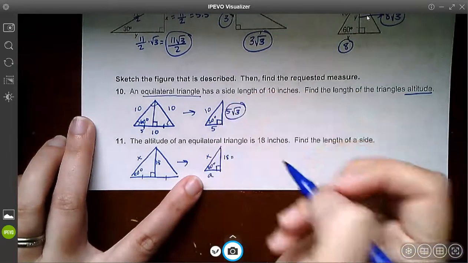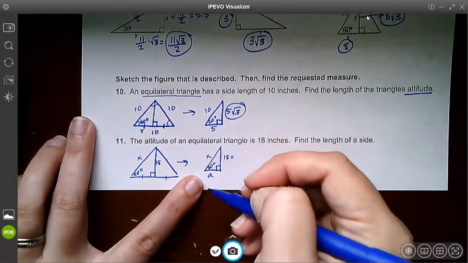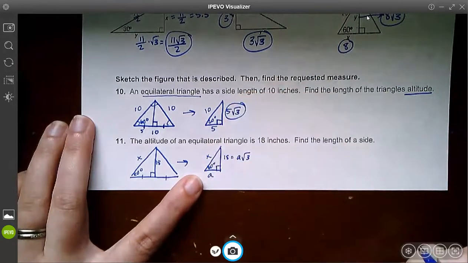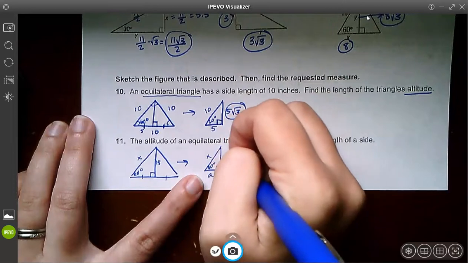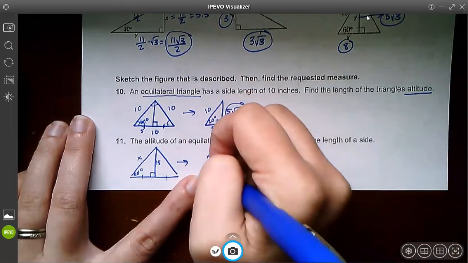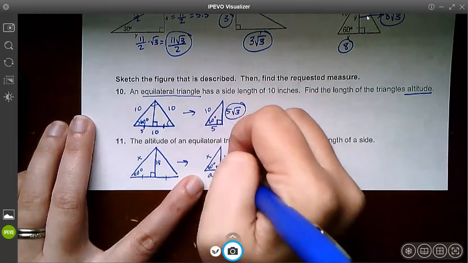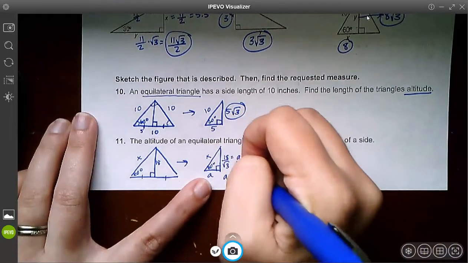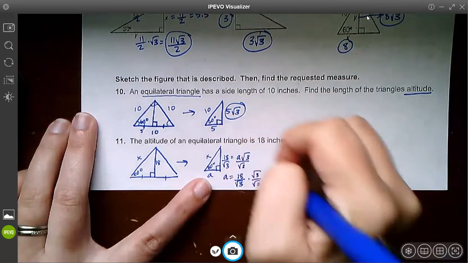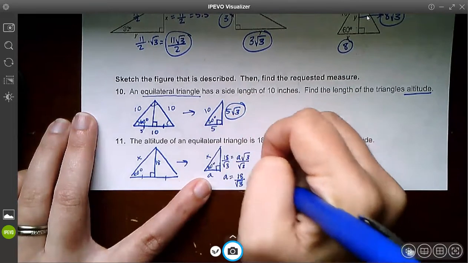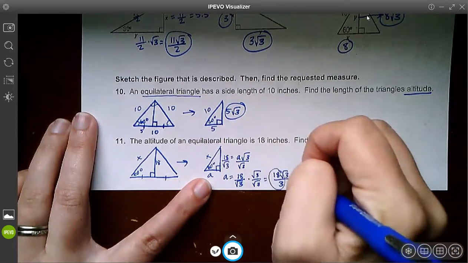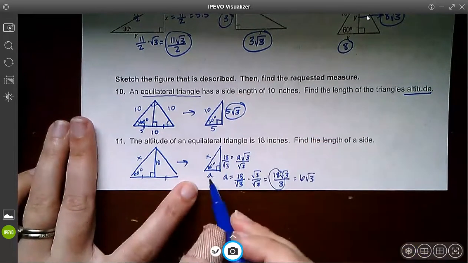Our long leg is equal to our short leg times the square root of 3. So A root 3. Divide both sides by root 3. And you have A equals 18 over root 3. Rationalize, so get that radical out of our denominator. You have 18 root 3 over 3. 18 divided by 3 is 6. So you have 6 root 3 for A.